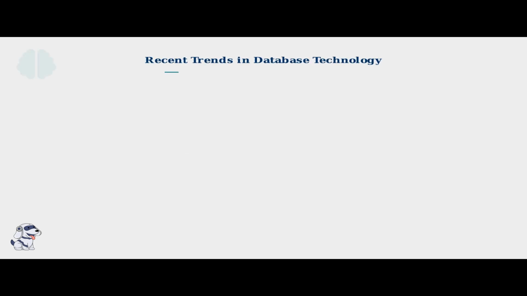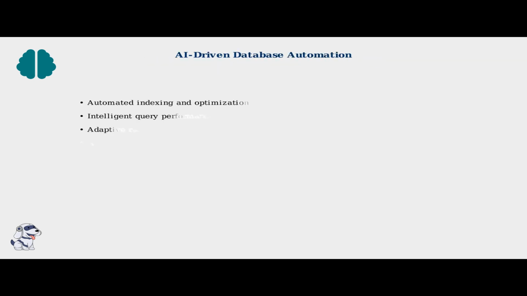Modern database technology is rapidly evolving with artificial intelligence and machine learning integration. Today's databases are becoming smarter, more automated, and better suited for complex data processing tasks. AI-driven databases represent a major advancement in database technology.